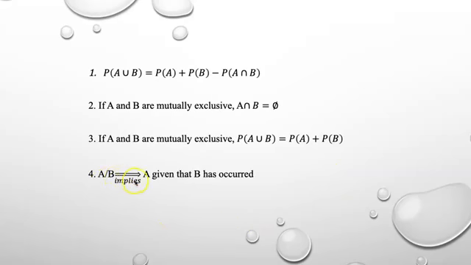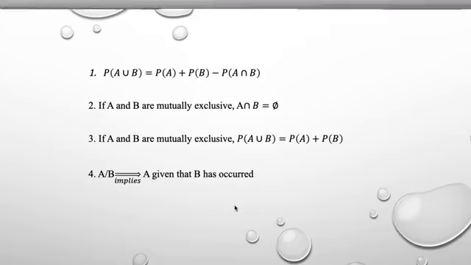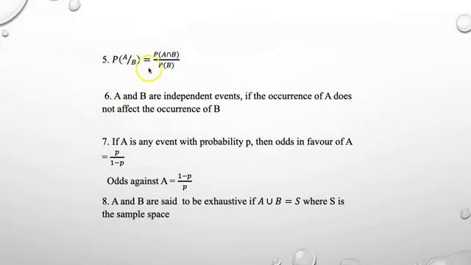Now A/B implies A given that B has occurred. So probability of A given B is probability of A intersection B by probability of B. If A and B are independent, A and B are said to be independent events if the occurrence of A does not affect the occurrence of B.